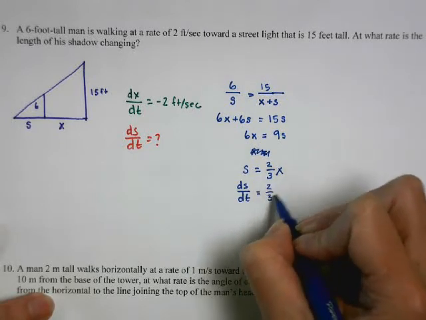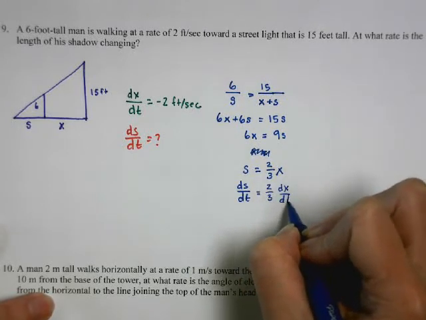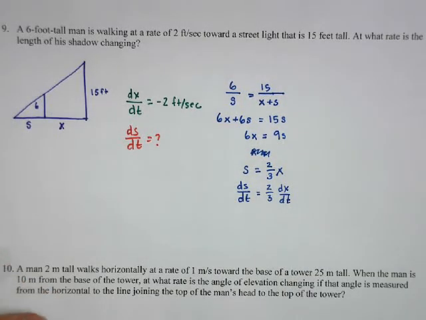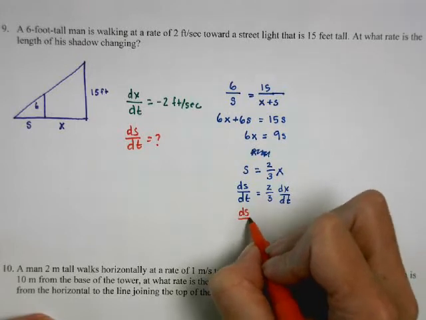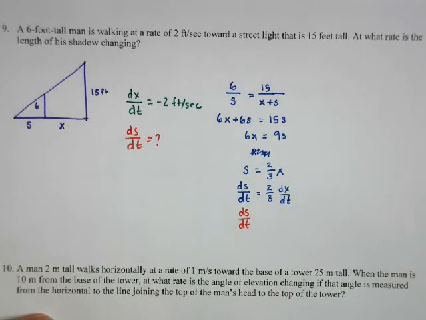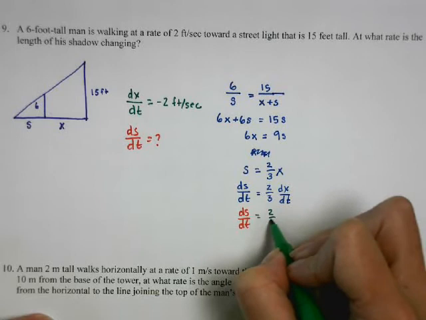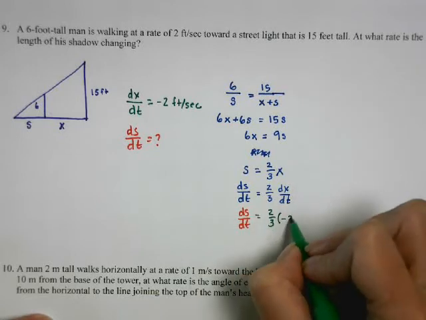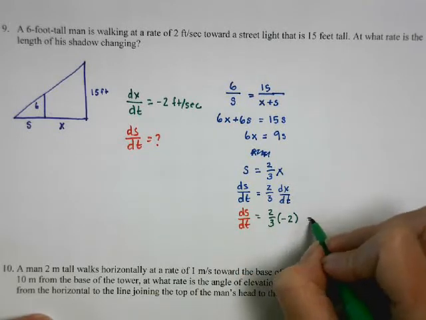Fill in my knowns to get what I'm trying to find. So ds/dt is going to equal 2/3 times dx/dt, which was -2. So this will be -4/3 feet per second.